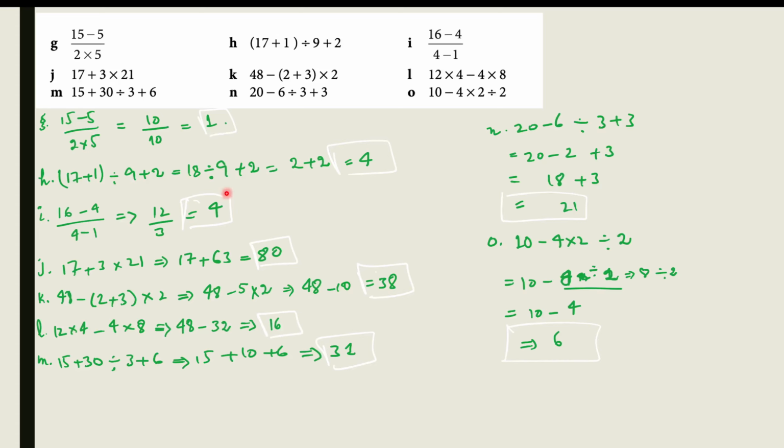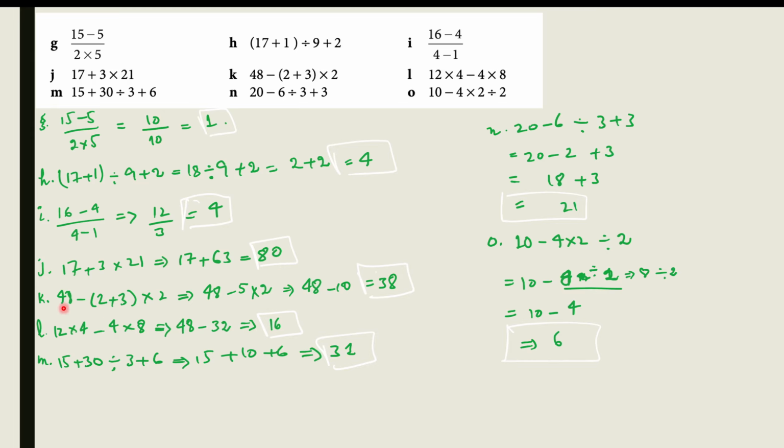Next we have the J expression, which is 17 plus 3 multiplied by 21. Multiplication comes before addition, therefore we first multiply these two. 3 multiplied by 21 is equal to 63. So 63 plus 17 is equal to 80.